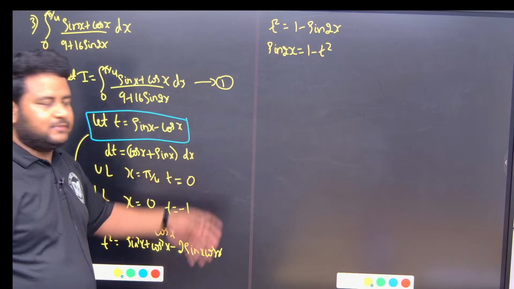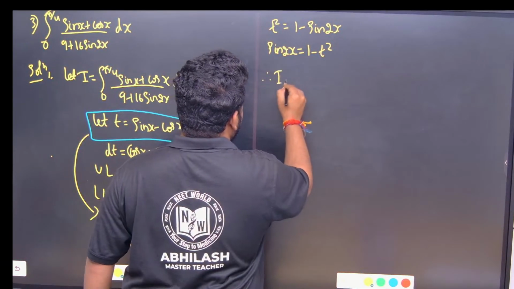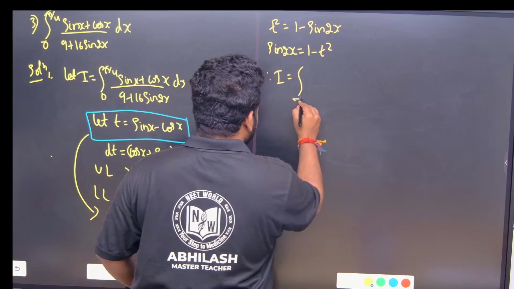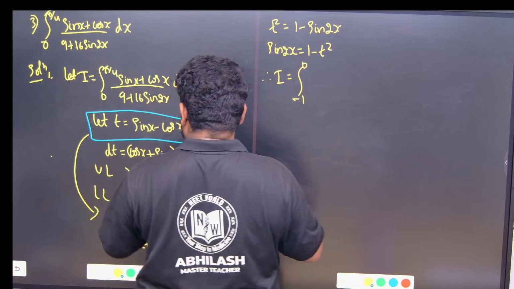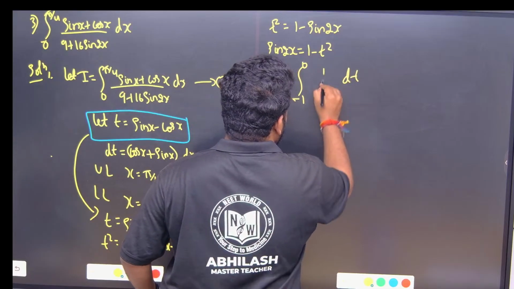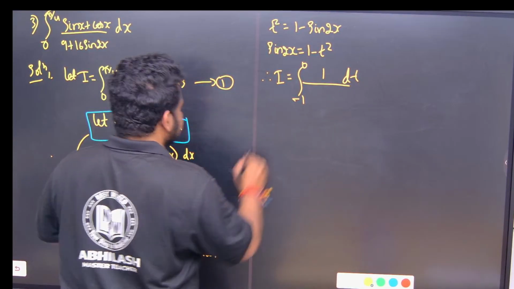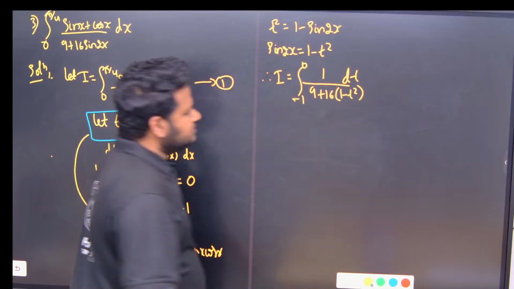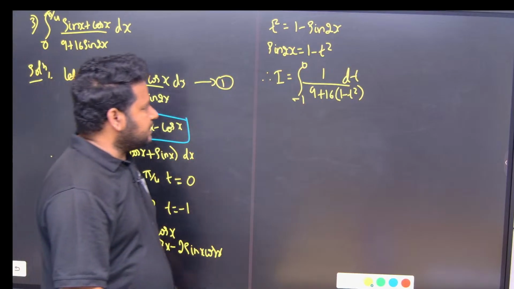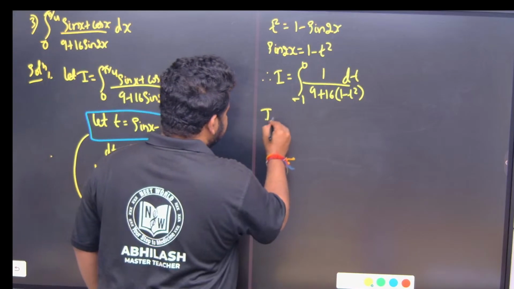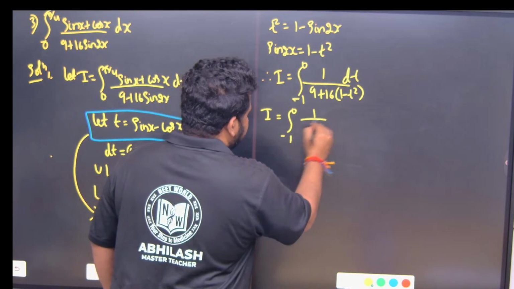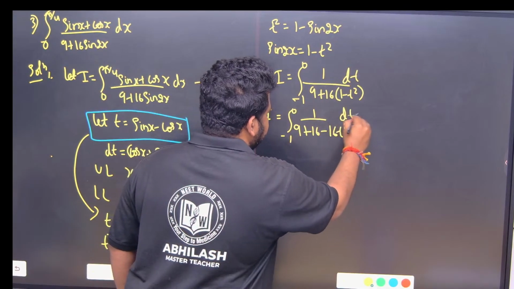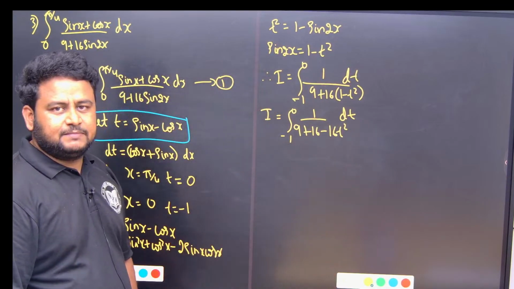Therefore I is equal to the integral from minus 1 to 0 of dt over 9 plus 16 into 1 minus t square. Let us evaluate this. I is equal to the integral from minus 1 to 0 of dt over 9 plus 16 into 1, which is 16, minus 16 t square. 9 plus 16 is 25.